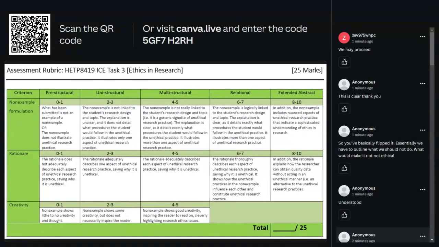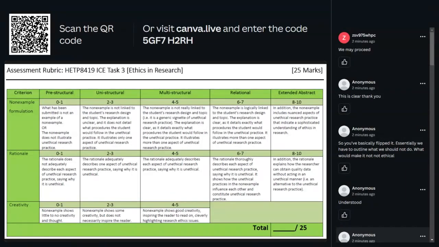I'm going to pause. The non-example, it's the opposite way. You flipped it. The rationale, you bring it back home. You bring it back to what it actually is. And then the final point is the creativity of it. So the non-example should show good creativity. So go out of your way to find a unique scenario to paint the picture, basically.